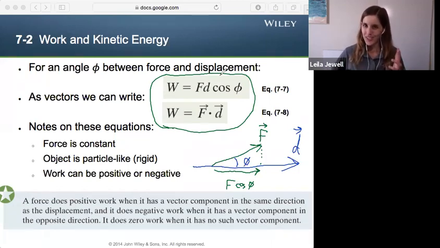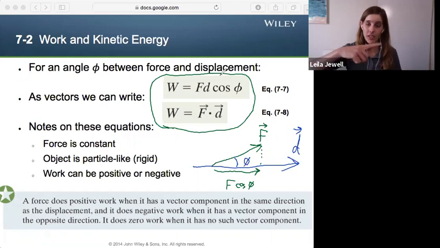What? Well, cosine, if you remember, can give us a positive out, or it could give us a negative. When does it give us a negative? Cosine gives a negative when they aren't pointing in the same direction, when the vectors are pointing in opposite directions. So what does this mean? The starred point here gives us a clue. It says a force does positive work when it has a vector component in the same direction as the displacement, and the force does negative work when it has a vector component in the opposite direction. And the force does zero work when it has no such vector component.